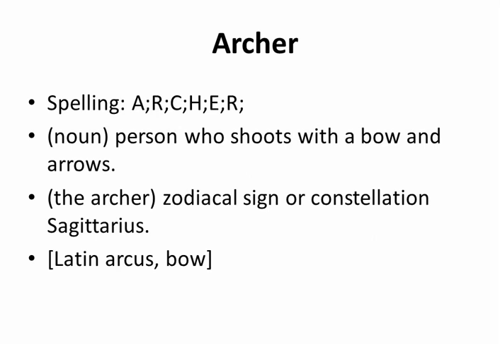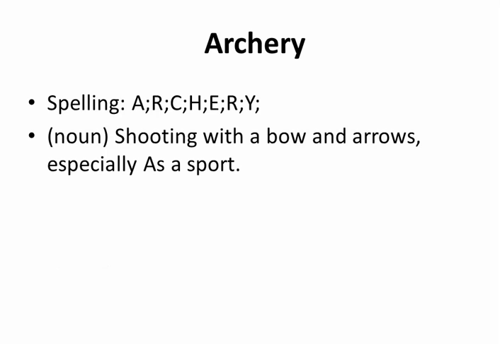Archer. Spelling: A-R-C-H-E-R. Noun: person who shoots with a bow and arrows. The Archer, zodiacal sign or constellation Sagittarius. Latin arcus, bow. Archery. Spelling: A-R-C-H-E-R-Y. Noun: shooting with a bow and arrows, especially as a sport.